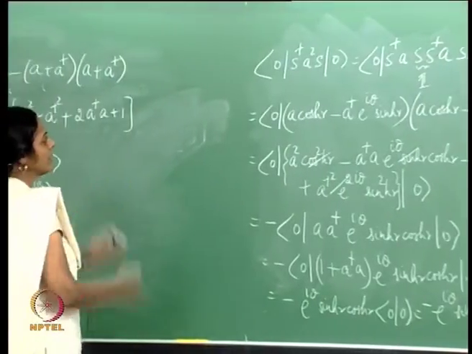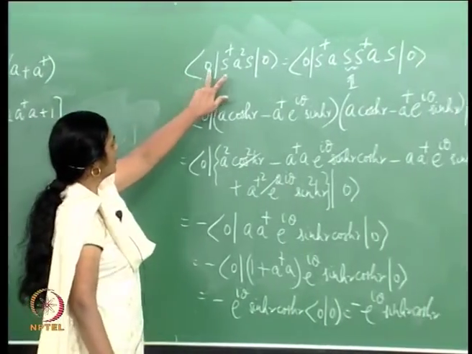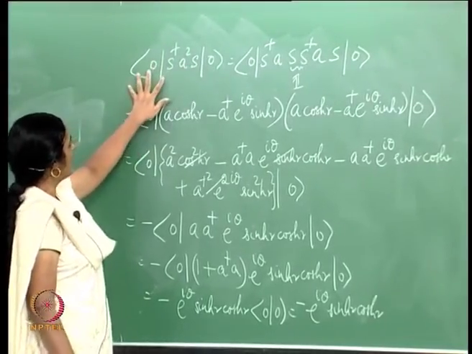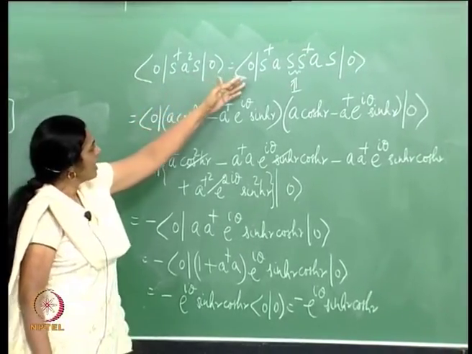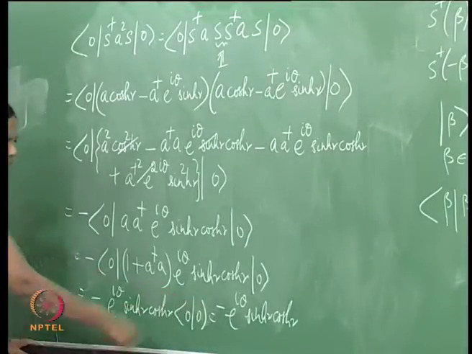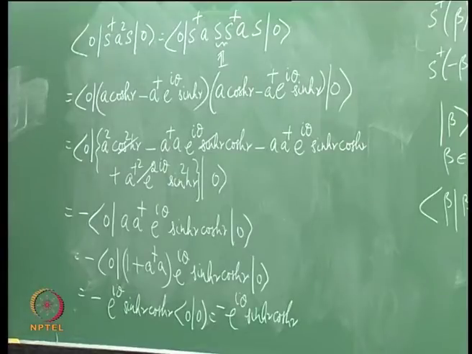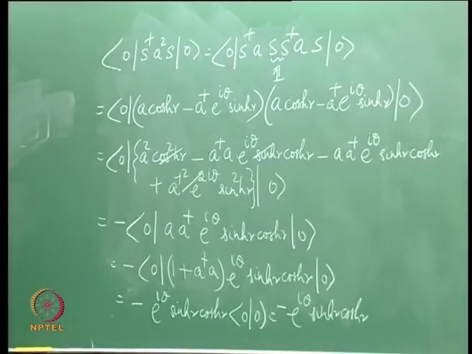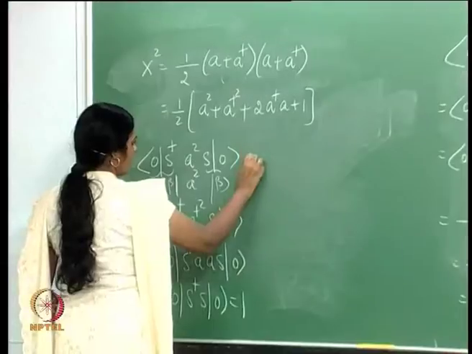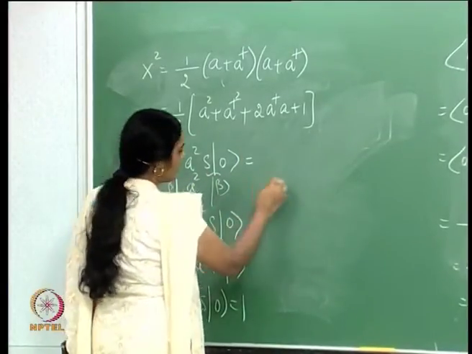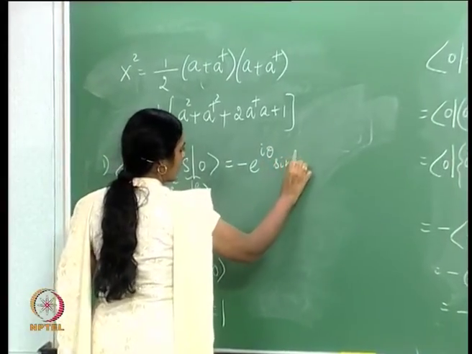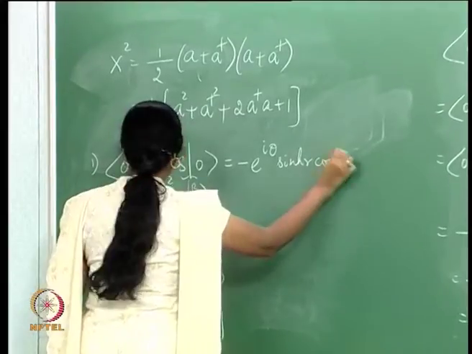This is how I find this object. When a squared is sandwiched between ket beta and bra beta, this is the manner in which I proceed and figure out what the answer is, and this is what I get. I get minus e to the i theta sinh r cosh r. So, returning to this, the first item here has already been simplified, and I get minus e to the i theta sinh r cosh r.